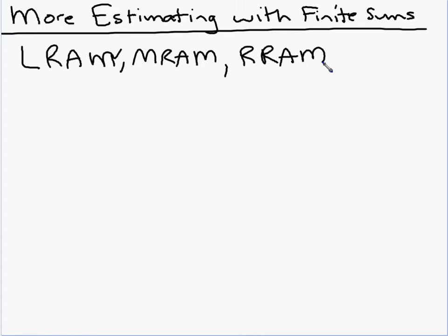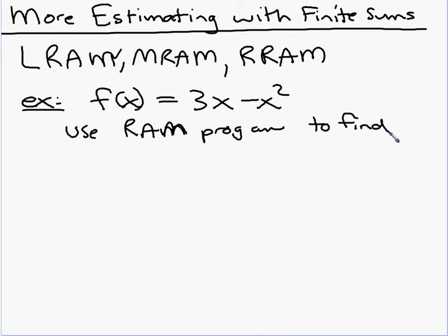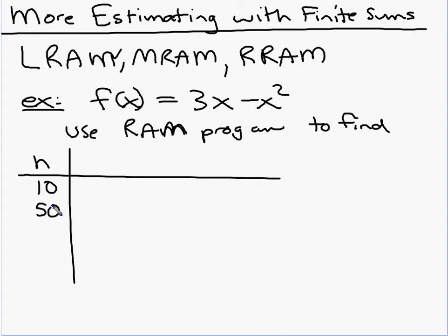Well, I just gave you a program for your calculator, which unfortunately I can't show you on this screen, but in homework tonight, they're going to give you a function like maybe 3x minus x squared, and they're going to ask you to use the RAM calculator program to find, and they're going to give you this table, and they're going to say maybe 10, 50, 100, something like that. I think maybe they go up to 500.